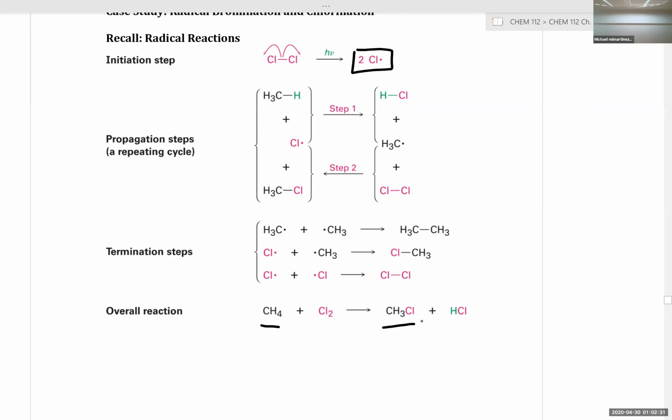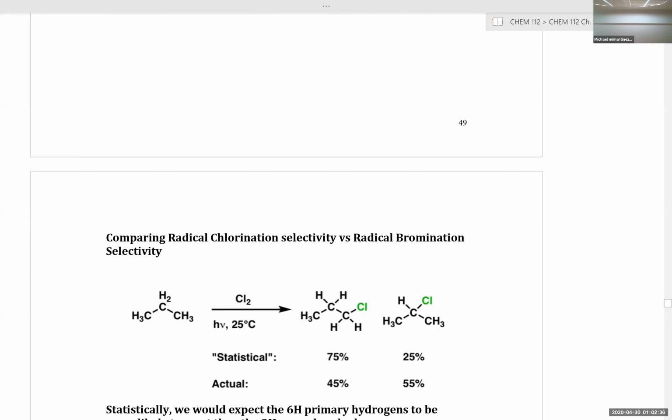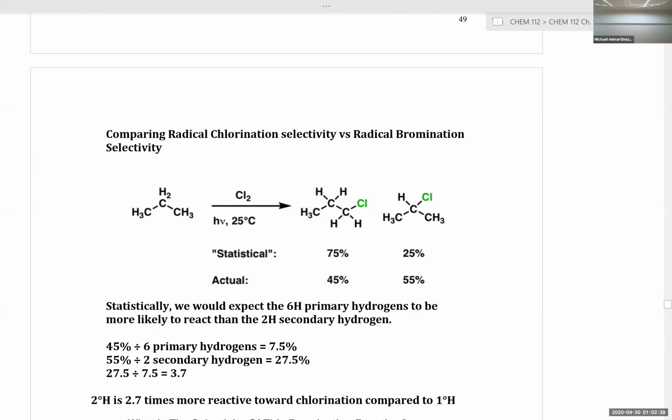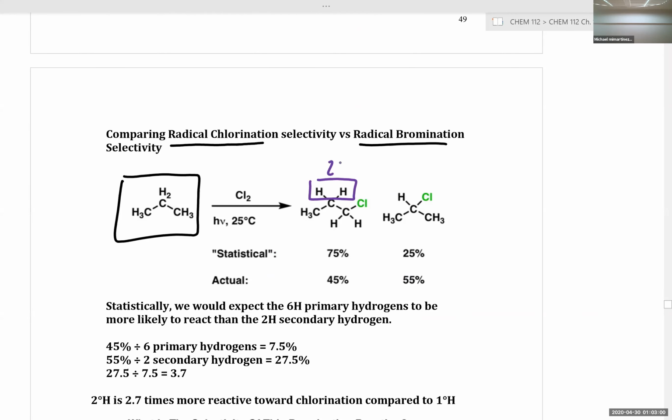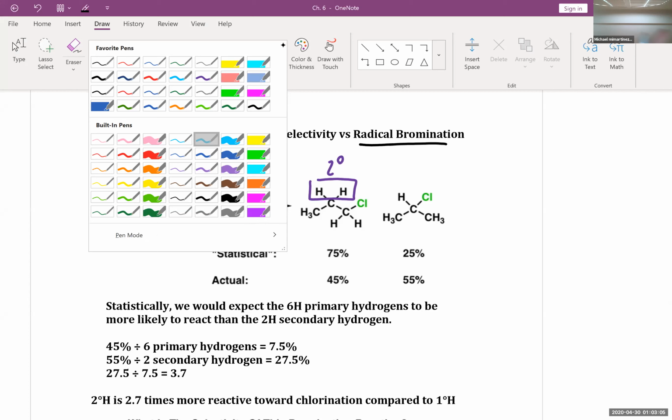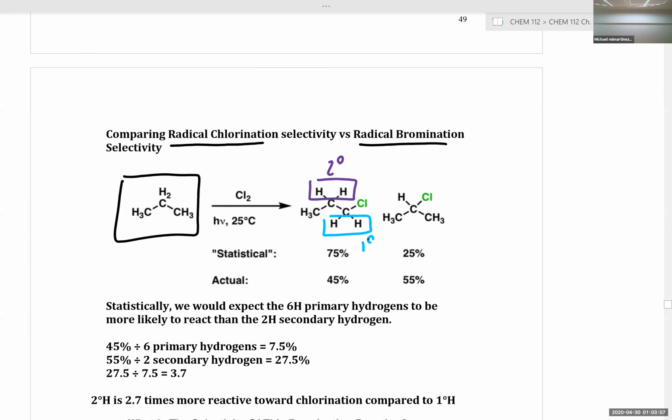In the end, we can take a hydrocarbon and install a halogen. Now, these reactions are notoriously non-selective. However, by being very careful with our conditions, we can observe some quite interesting selectivity preferences. So let's look at radical chlorination versus radical bromination. So let's suppose we have our normal hydrocarbon and we are trying to chlorinate. Well, there are two distinct types of hydrogens at play. We have our secondary hydrogens and we have our primary hydrogens, right?